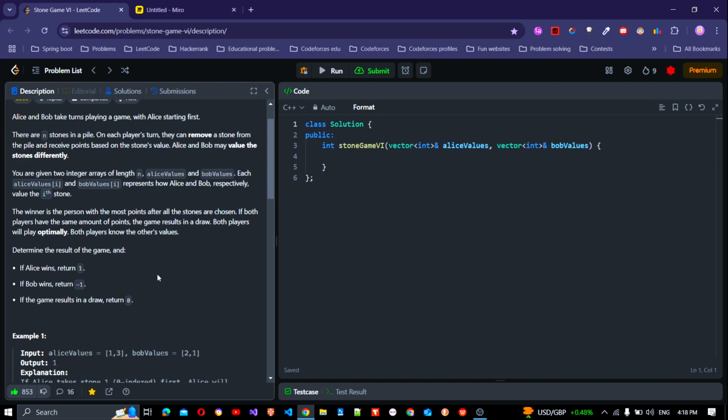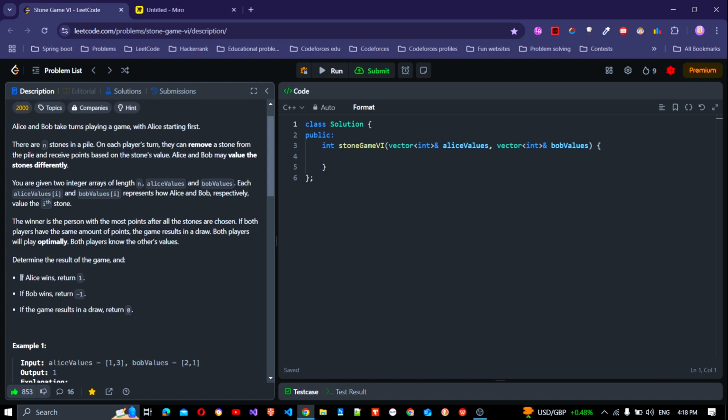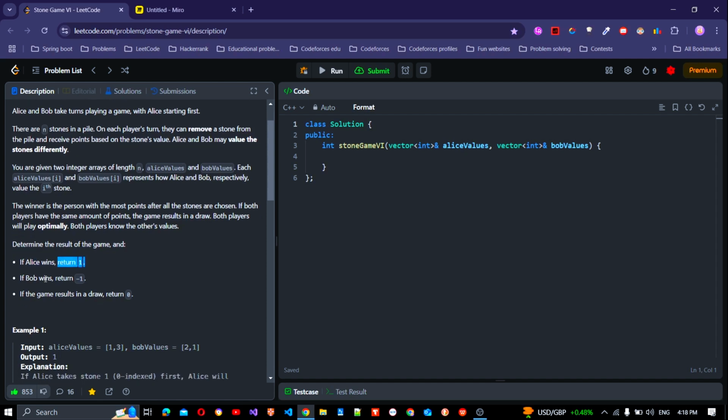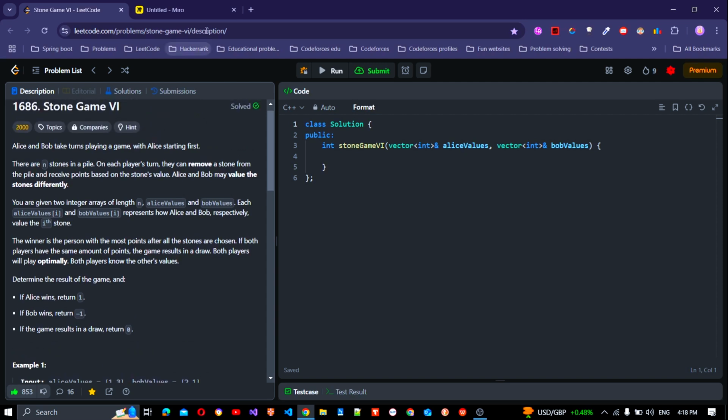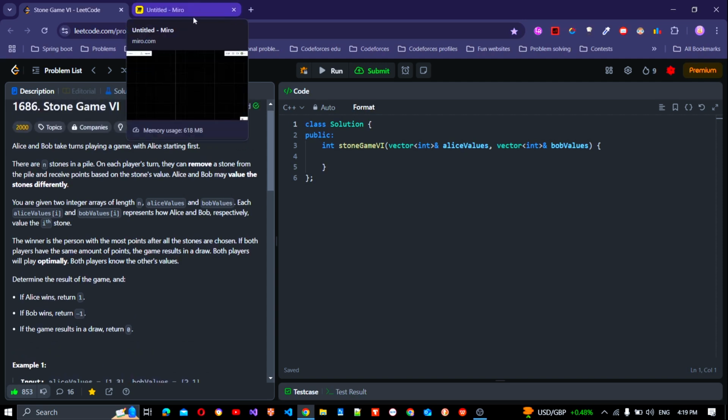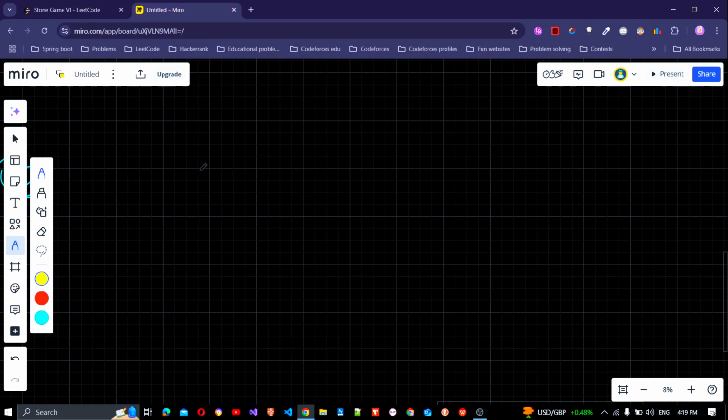The winner is the person with the most points after all the stones are chosen. In case Alice wins, meaning that her score is bigger than Bob's, we return 1. If Bob wins, we return -1, and if there's a tie, we return 0. Let's try to solve this problem with a greedy approach.